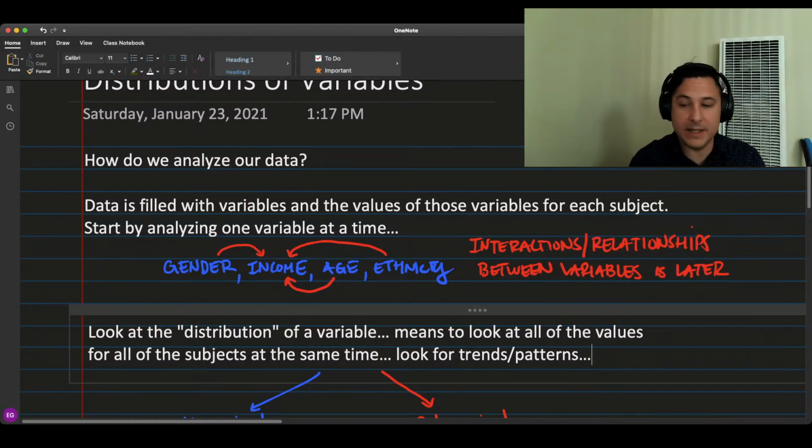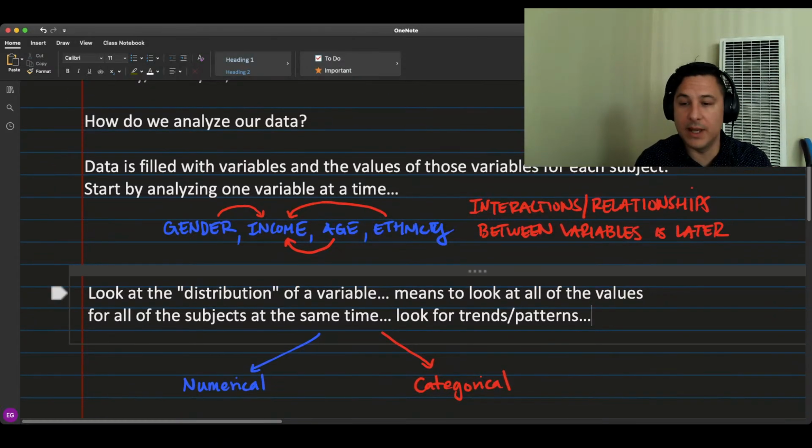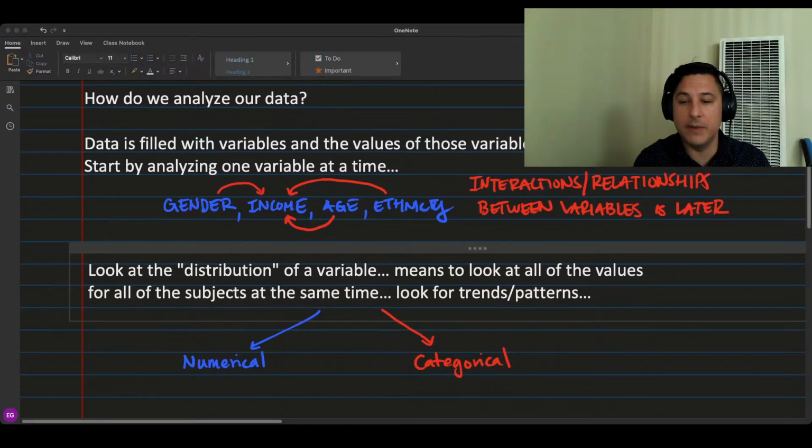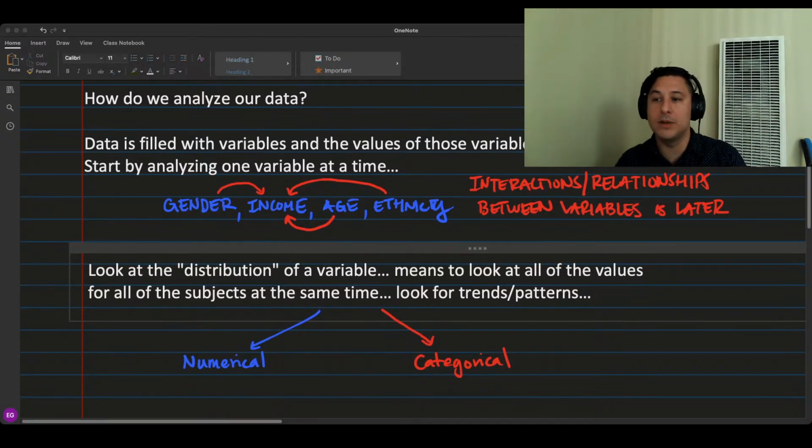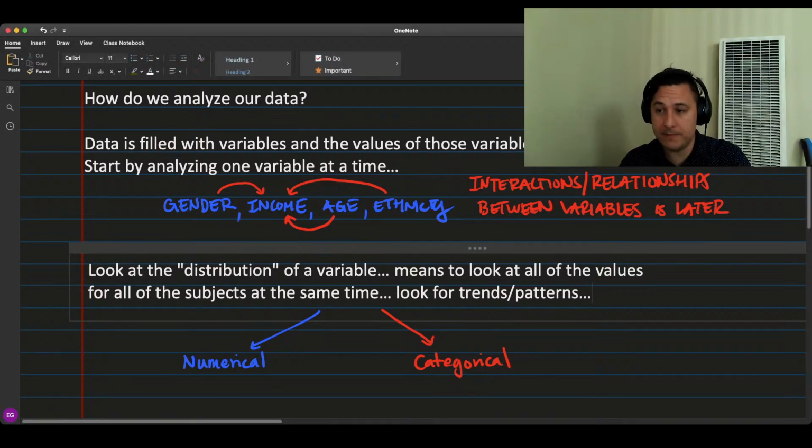Okay, so that's the goal. And last time we talked about this a little, and I told you that depending upon whether you're talking about a numerical variable or a categorical variable, you're going to end up doing different things. So today, we're going to talk about how you look at the distribution of a numerical variable. You have these numerical variables. How do you look at them? I'm going to start just by making up some numbers.